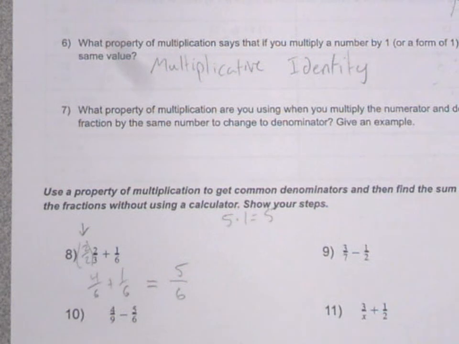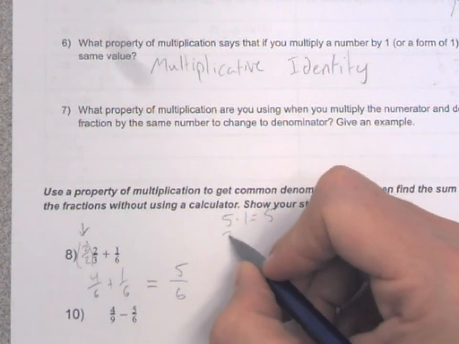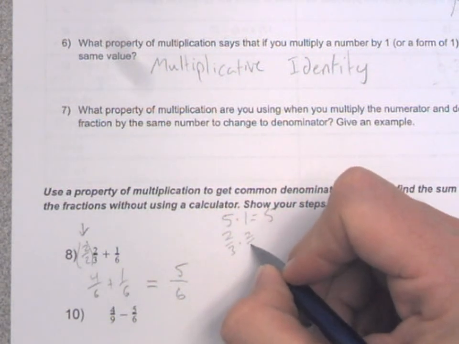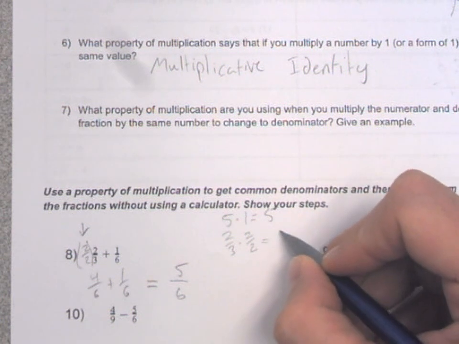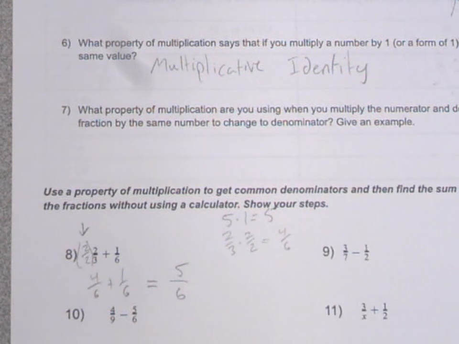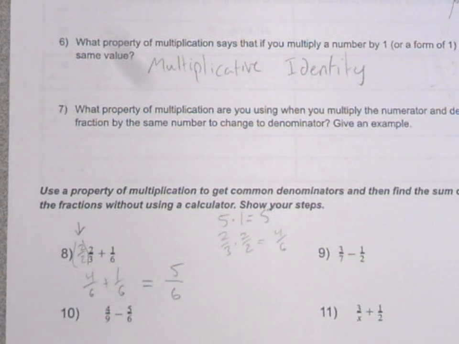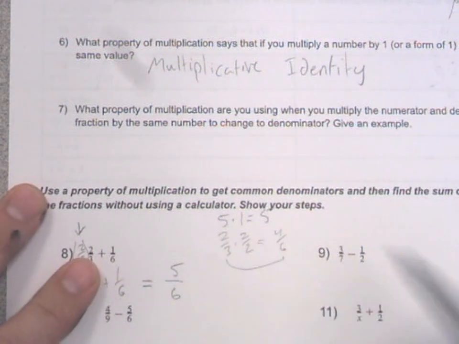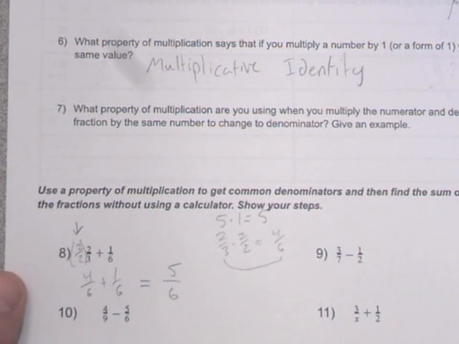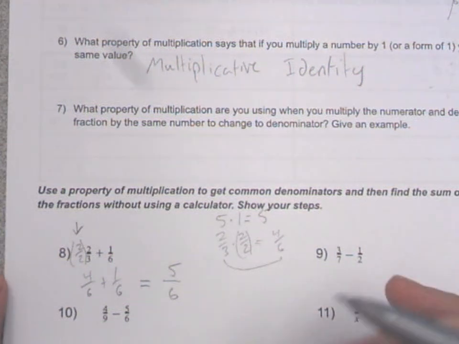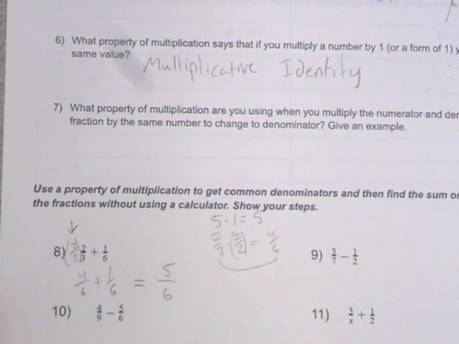Okay, big deal. Well, when we apply it this way, 2/3 times 2 over 2 is equal to 4 over 6, right? The question is, how is that possible? How do we know that these two are the same exact thing? Well, because this is actually 1. So this is just an extension or an application of the multiplicative identity property. We're multiplying by 1 right here.